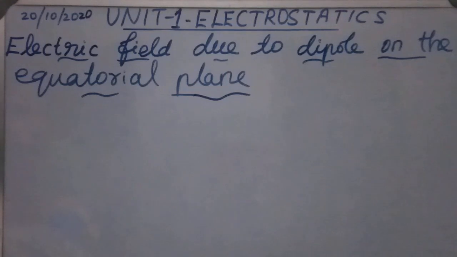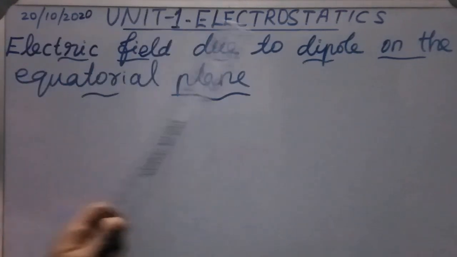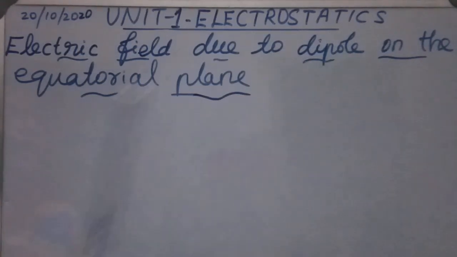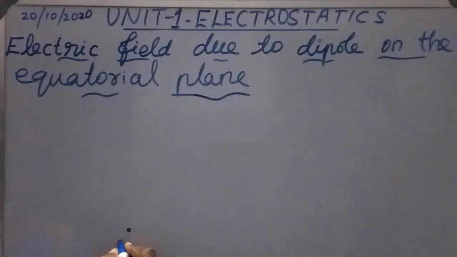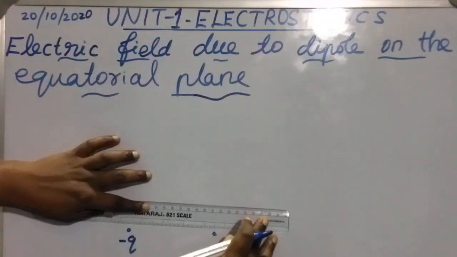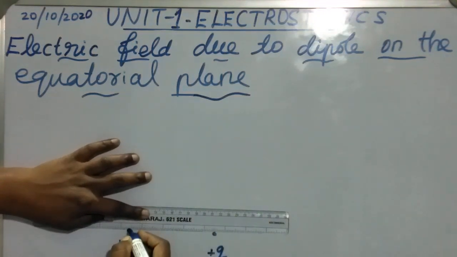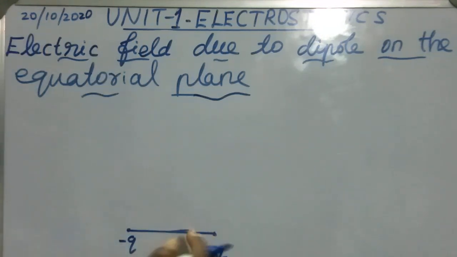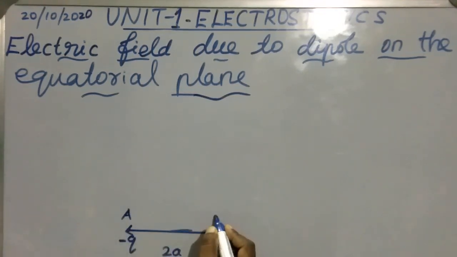We are going to learn about electric field due to a dipole on the equatorial plane. First, let's see the diagram. First, we are going to draw the dipole: minus Q, plus Q, two charges separated by a small distance 2a. The total distance is 2a. Let this point be A and this point be B.